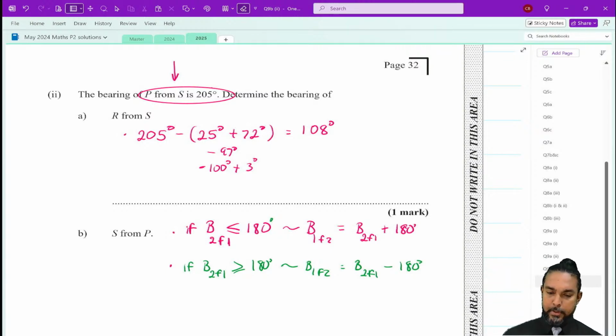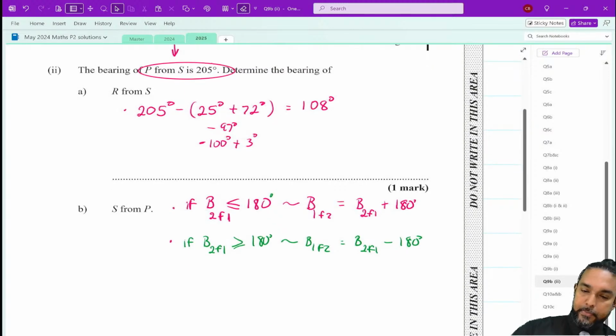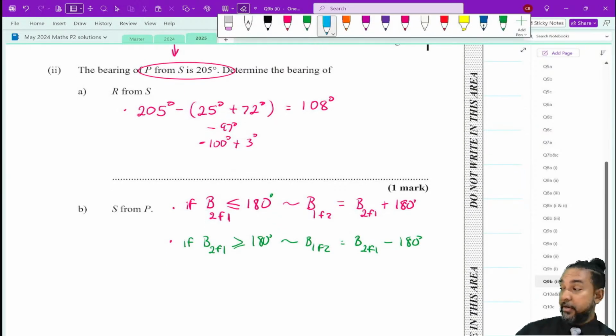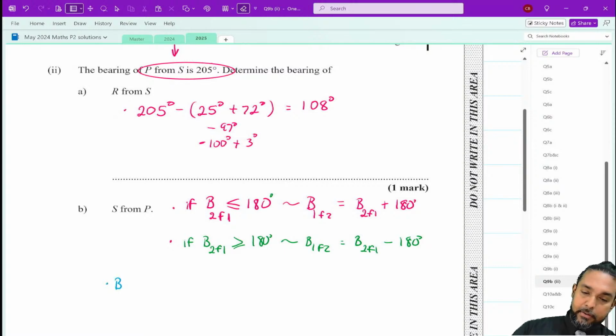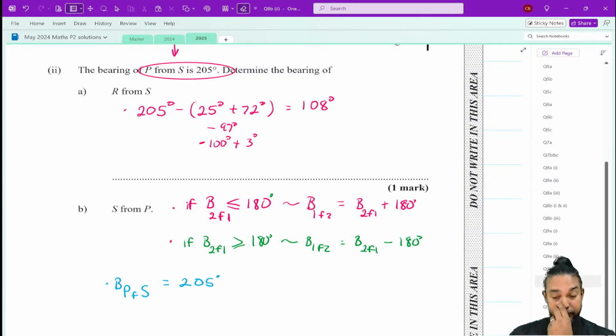So this bearing is 205, right? The bearing of P. So hold on, give me a second. I'm going to go back to the diagram and explain it. The bearing of P from S, which is what they gave us on top here, is equal to 205. So that falls in the green category, right?